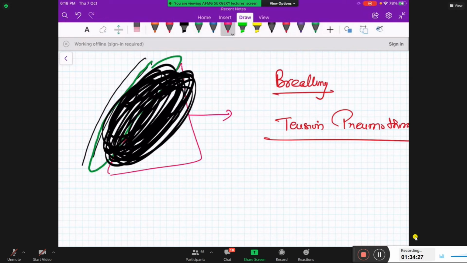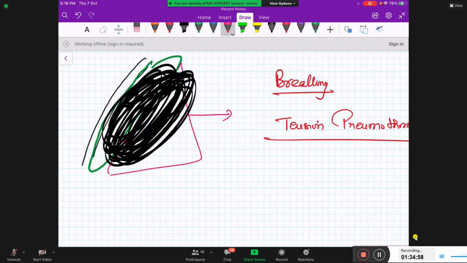In simple pneumothorax, the air comes in the pleural space, but with every breath the patient is taking, it doesn't increase. Please understand this. This is a basic difference between a simple pneumothorax and a tension pneumothorax. In tension pneumothorax, every time the patient is taking a breath, the air inside the pleural space keeps increasing. So every breath is actually killing the patient here, because what is happening?